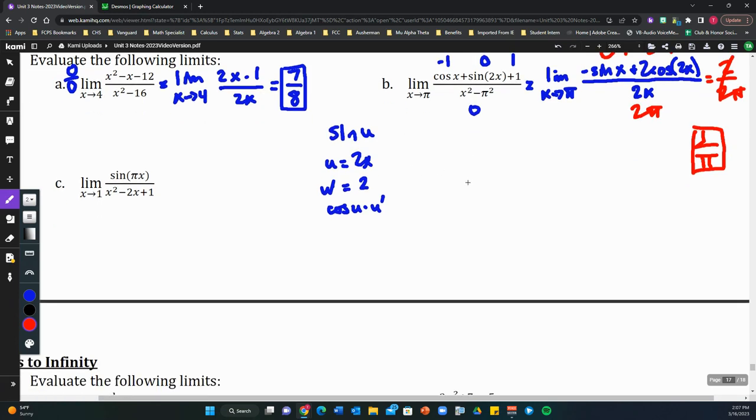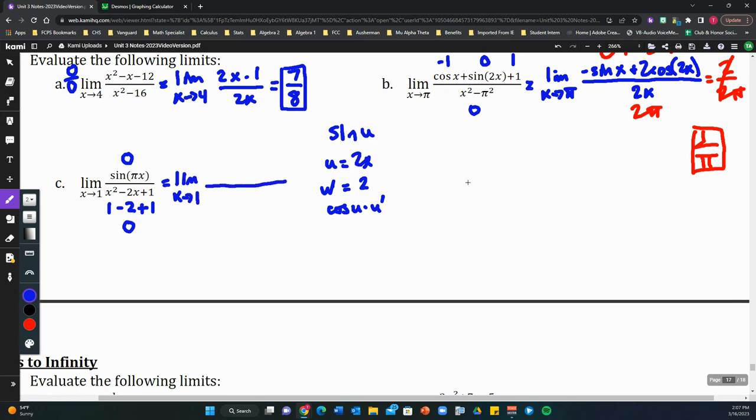All right, so let's try this third one here. So limit as x approaches 1 of sine of pi x over x squared minus 2x plus 1. If I plug 1 in, I would get sine of pi, which is 0. And then on bottom, I would get 1 squared is 1, minus 2 times 1 is 2, plus 1. So that is also 0. So we do get an indeterminate. So now we should be taking the derivative of top and bottom.